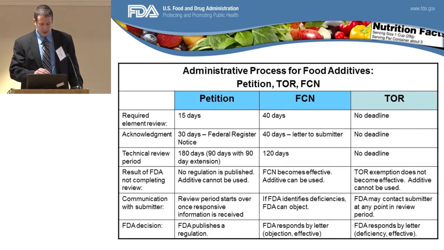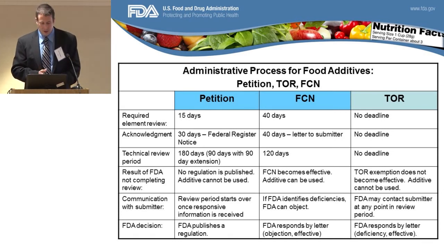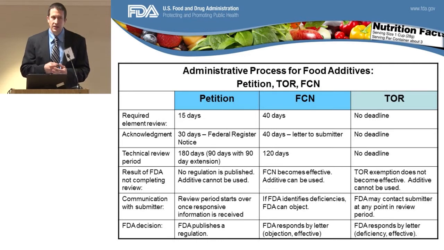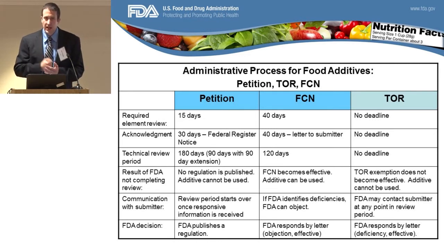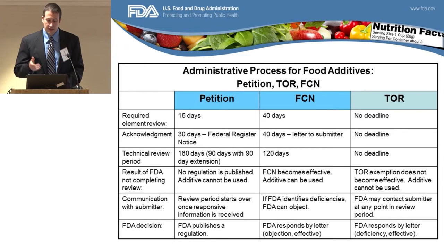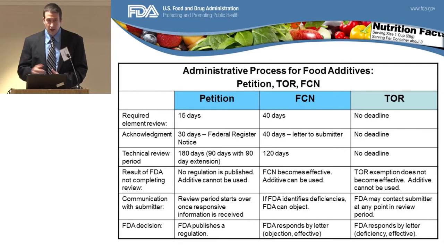Also, if we look at the timelines, one of the things that's important is FDA's mandated 120 days for food contact notifications. Petitions are mandated 180 days, whereas threshold of regulation, there is no deadline. FDA can get done with that review as quickly or as long as it takes us, depending upon the information and the resources available to us. And that becomes important when you look at the result of FDA not completing the review. For an FCN, if FDA does not complete the review within 120 days, it doesn't matter. That FCN becomes effective unless FDA objects. So that's kind of a hammer on FDA that we have to get our review done in 120 days, because if we don't, that FCN becomes effective.